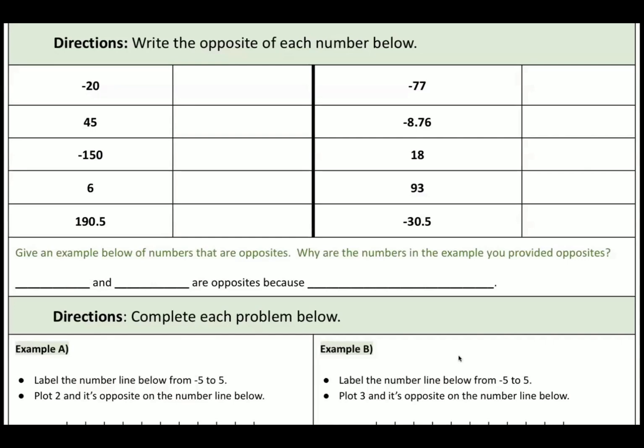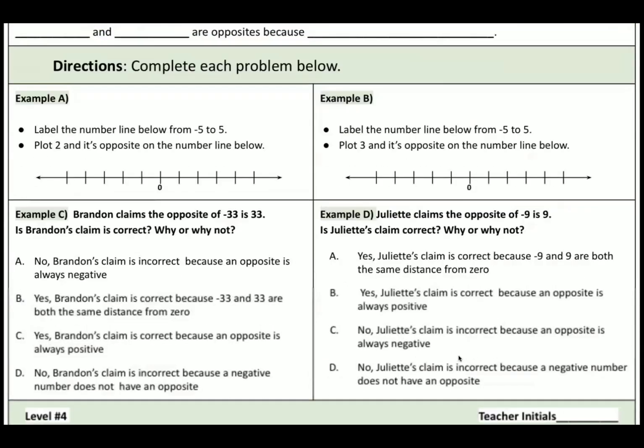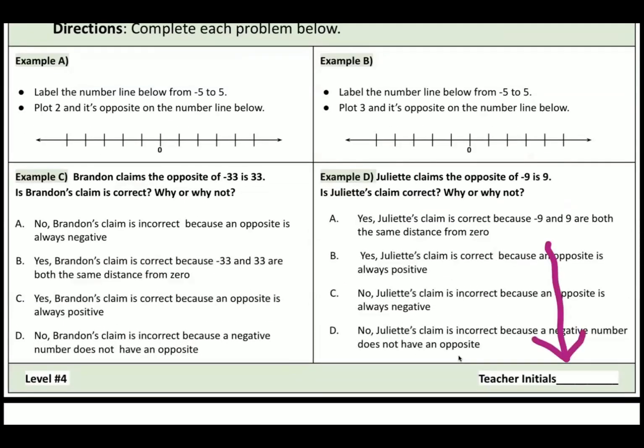This video is not going to go over all of the answers on this page, but to make sure you're on the right track, you should have gotten for the second column, the opposite of negative 77 is positive 77, 8.76, negative 18, negative 93, that's a 3, and positive 30.5. Go ahead and complete the rest of this page and then check in with your teacher.